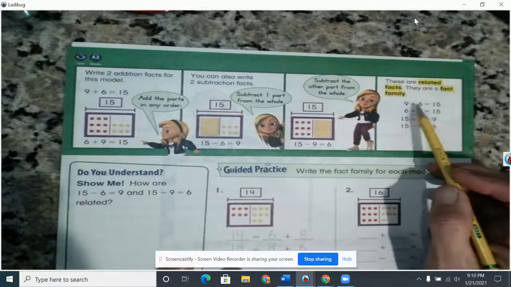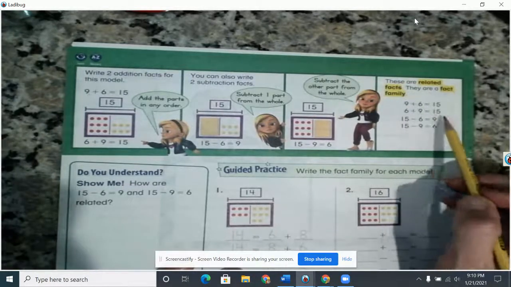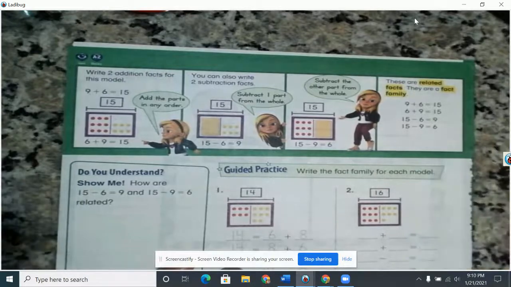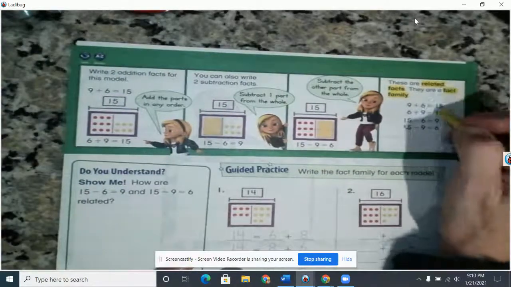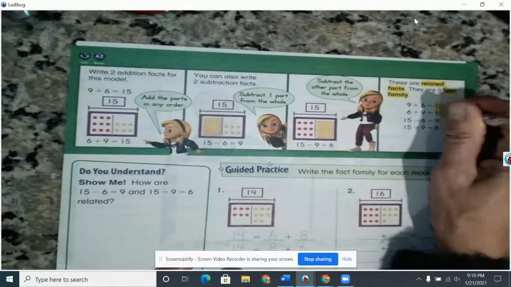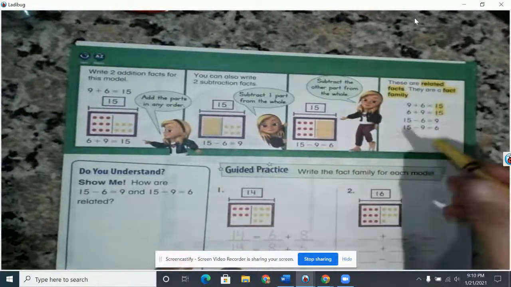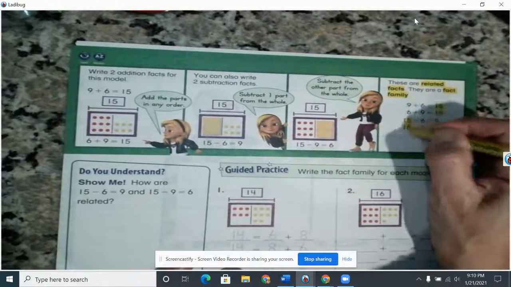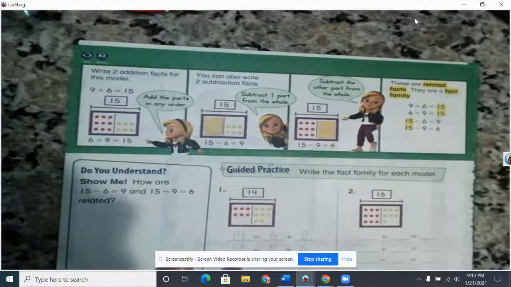You're taking the same 3 numbers and you're putting them in different places. The key numbers, though, that can't change in addition is the end number. You can't change that one around. And then in subtraction, you cannot change around that first number. It has to go first.